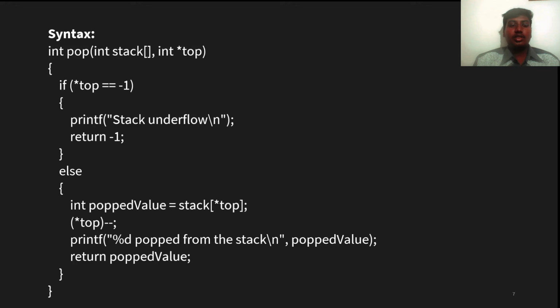So here we are going to first check if the stack is empty or not. If the stack is empty, then we return stack underflow, because if the stack is empty, we cannot pop any elements from the stack. If there are elements in the stack, then we can pop the elements from top to bottom.